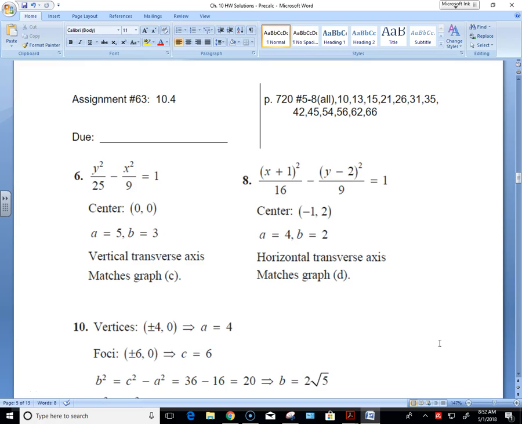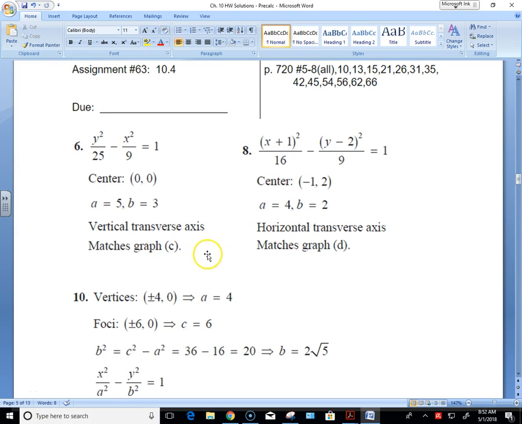Alright. A few people didn't have 10.4 graded for one reason or another. I have no idea why. I swear I did this one twice that day, but that's okay. Here we go. So 10.4, number 6 was C. Number 8 was D.